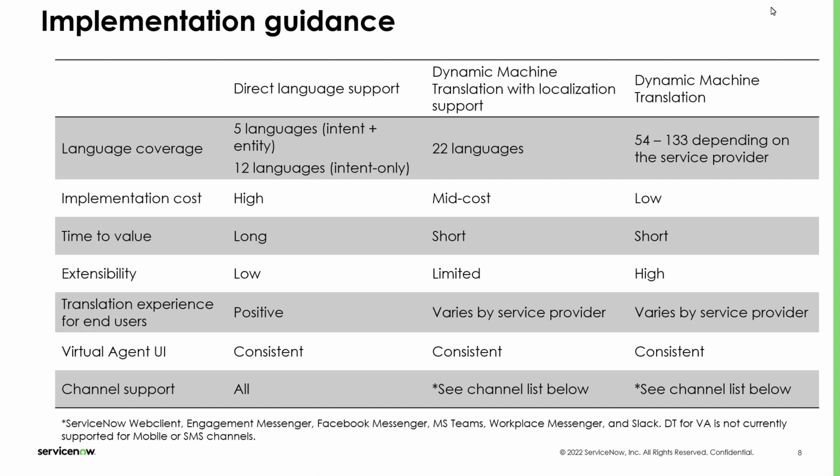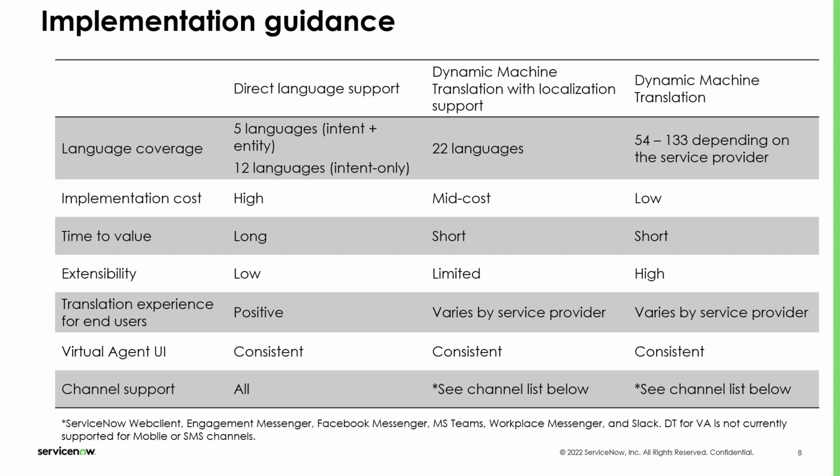Now, for any language above those 22 languages that we provide the plugins for, how would you deploy for those? Well, you would leverage dynamic machine translation alone. So third-party service providers support between 54 and 133 languages, depending on the service provider. So moving from the 22nd language through 133 is another incremental cost, however, fairly low.